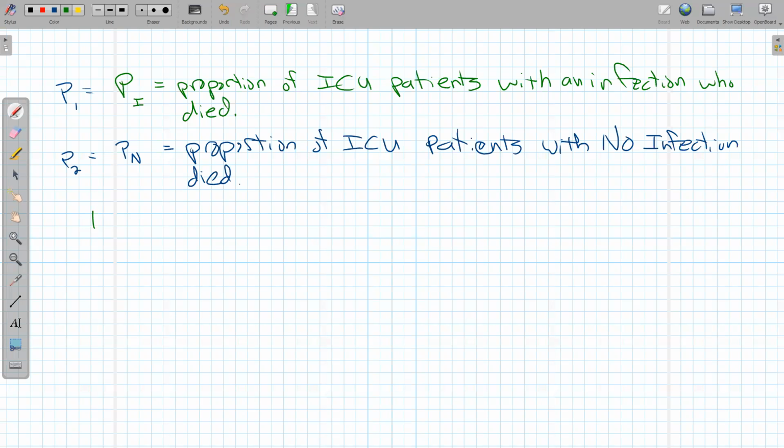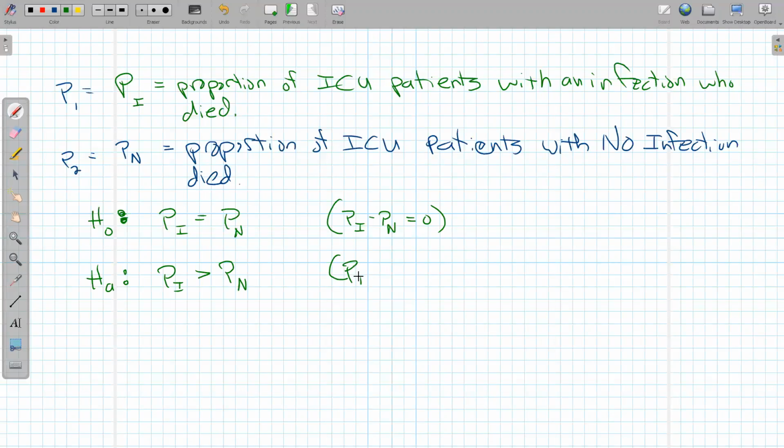And my hypotheses, the null hypothesis for difference in proportions is always that there's no difference. So PI equals PN. The alternative way to write it would be PI minus PN equals 0. No difference, they're the same. Alternative hypothesis here is that people with an infection die at a higher rate, which is whatever that's asked to test. So that would be PI is greater than PN, or alternatively, PI (or P1) minus PN (or P2) is greater than 0. And the spreadsheet needs these zeros here, so that's one reason I write it in the alternative notation.